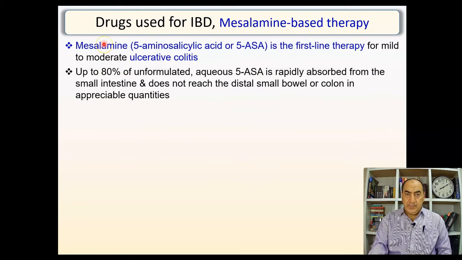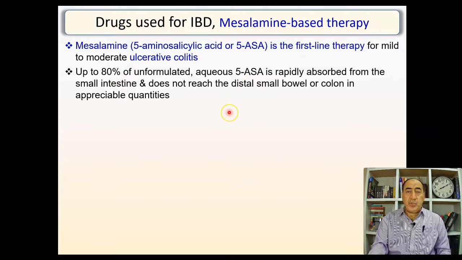Okay, mesalamine, synonym 5-aminosalicylic acid, 5-ASA. This is the first line therapy for mild to moderate ulcerative colitis. Even though it was discovered a long time ago, it's still used as first line therapy for moderate ulcerative colitis.